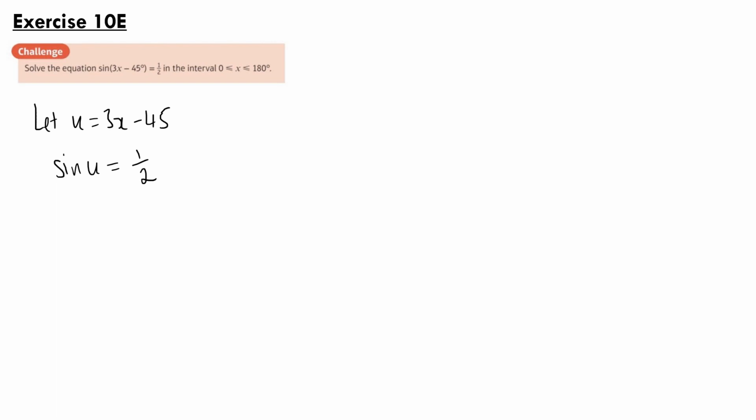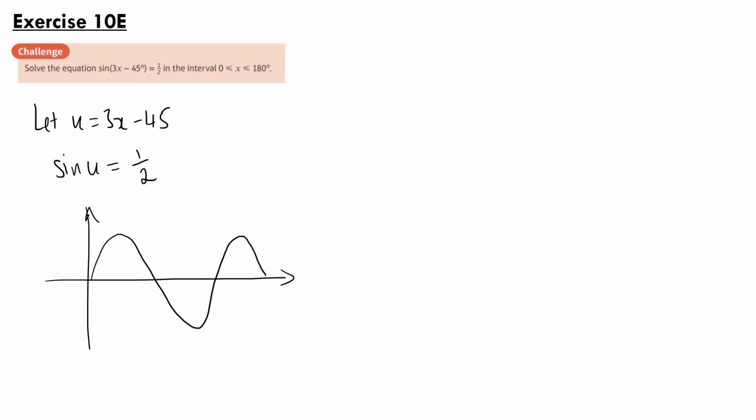And looking at a graph of sine of x, starting from the origin, like so. Okay, we can see that we have solutions here, here, here, and here.